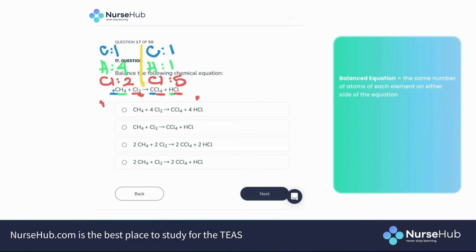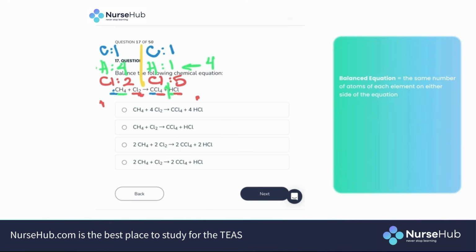Our carbons are already balanced, so you might be tempted to leave that as is. The next is our hydrogens. We can see that our hydrogens on the reactant side have 4, on the product side have 1. We can easily add a coefficient of 4 here before the hydrogen. Now, with that, we have 4 hydrogens on the right side, and there are still 4 here on the left. We feel good about that, and we can move on to our chlorines.